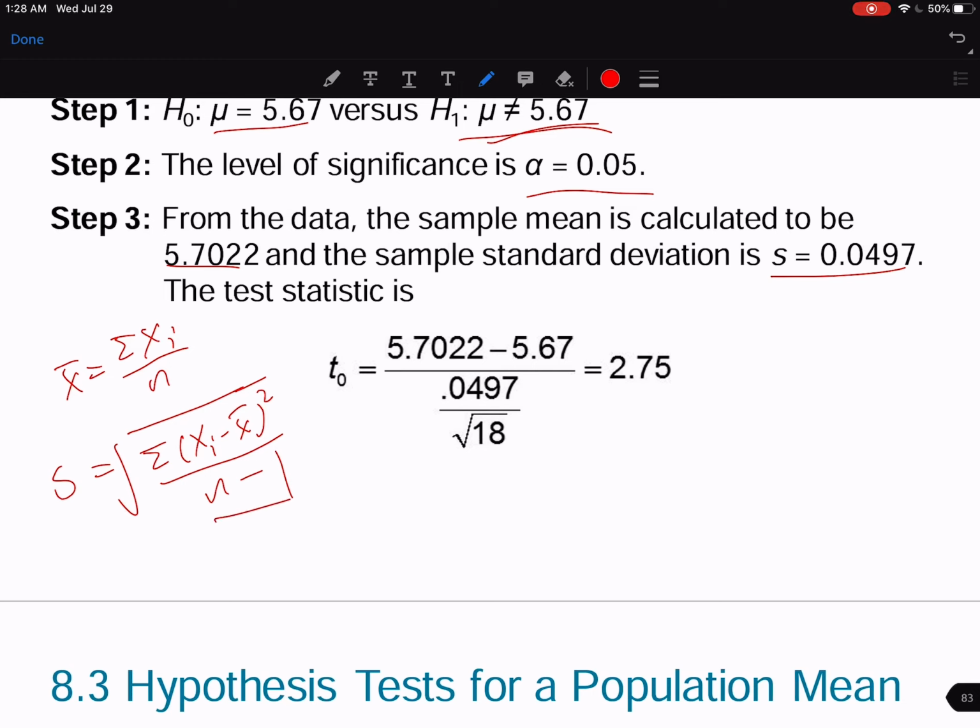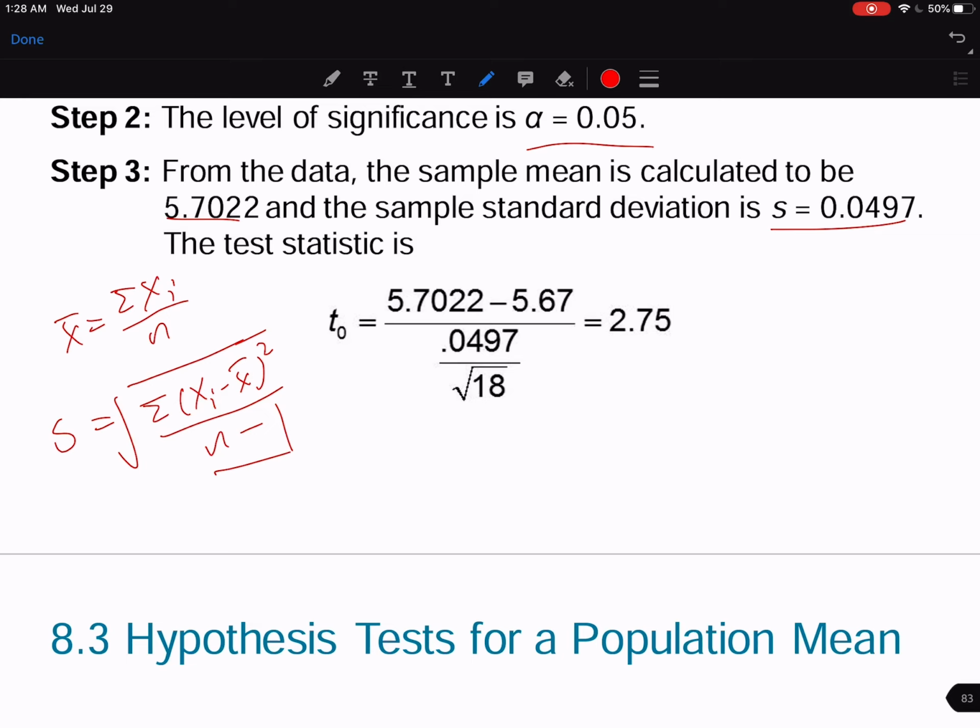Of course, if you have a calculator, you just need to type in the data in the stats list, and you don't have to calculate the sample mean or sample standard deviation separately. But anyway, once we get the sample mean and standard deviation, we just need to apply the formula. This is x bar minus mu sub 0, divided by the sample standard deviation over the square root of n, right? The sample standard deviation is 0.0497 divided by the square root of 18. If you type the whole thing in your calculator, this is equal to 2.75.